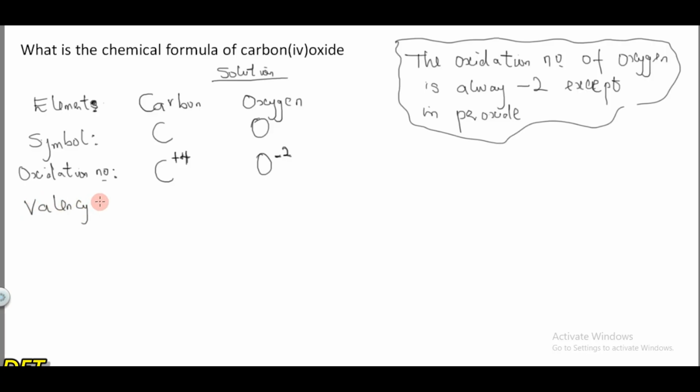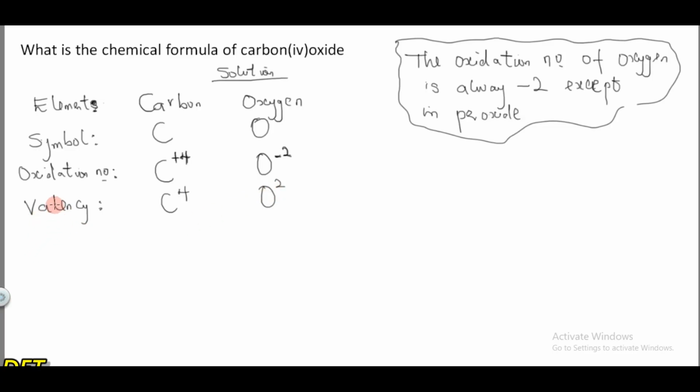Then the next step is to write out the valency. Valency is simply the combining power of an element. If you remove the charge from the oxidation number, what you have is valency. So if I remove this positive charge, the 4 becomes the valency of carbon. If I remove this negative charge from this oxygen, the 2 becomes the valency of oxygen. So the valency of carbon here is C4. The valency of oxygen here is O2.